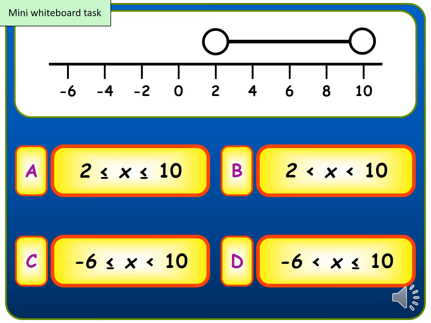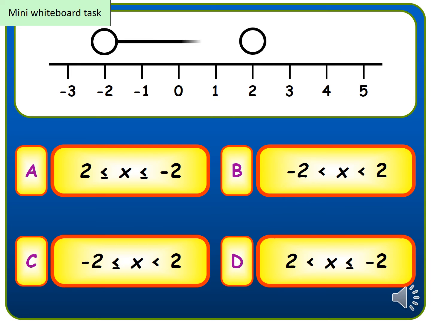Welcome back. So the two values are 2 and 10, and x must be greater than 2 but less than 10. So the correct answer is B. Can you please have a go at this one now?